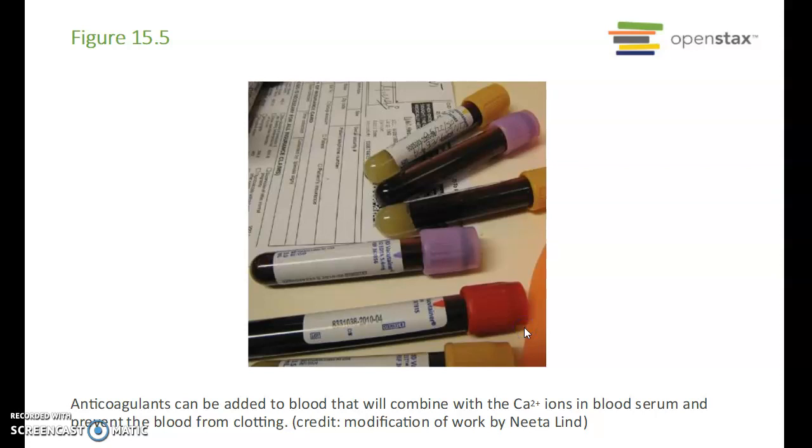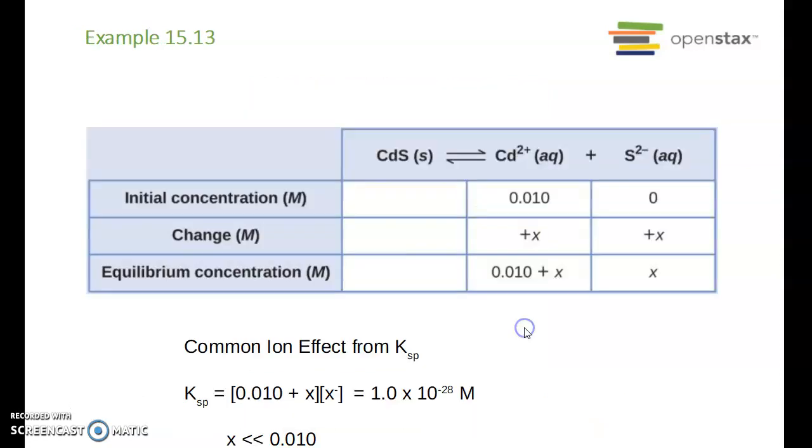Okay, anticoagulants can be added to blood that will combine with the calcium ions in the blood serum and prevent the blood from clotting. That's a very useful medical application for this chemical principle.